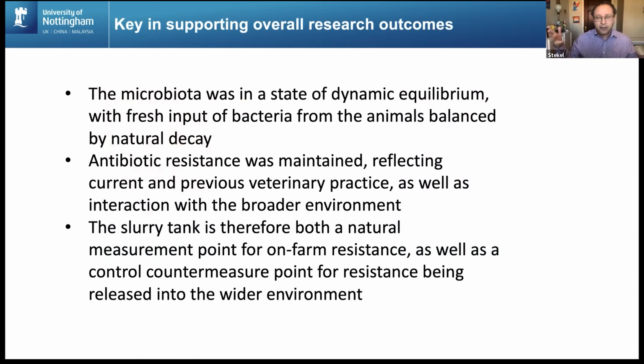So as I said, this statistic that I've developed has helped us to say, right, the microbiota appear to be in a state of dynamic equilibrium, and indeed these other results that we came to from this particular work, that again you can read about in our paper if you wish, is that the resistance is maintained. It does actually reflect current and previous veterinary practice as well as interaction with the broader environment, and it led us to conclude that the slurry tank is both a natural measurement point for on-farm resistance as well as a counter control measure point for resistance being released into the wider environment, and that's another story.